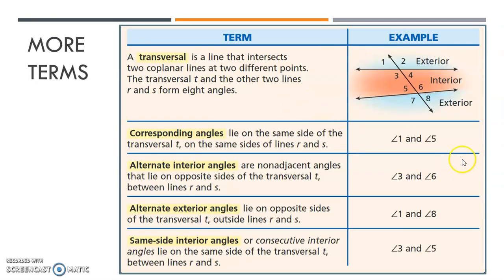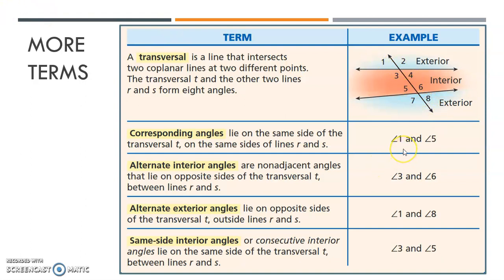The first term I have for you is a transversal. This is any line that crosses at least two different lines. Okay, so this is a transversal. It was normally labeled T, but it lost the T in translation. And then this is line R and line S here. Okay, so T is the transversal because it touches at least two other lines.